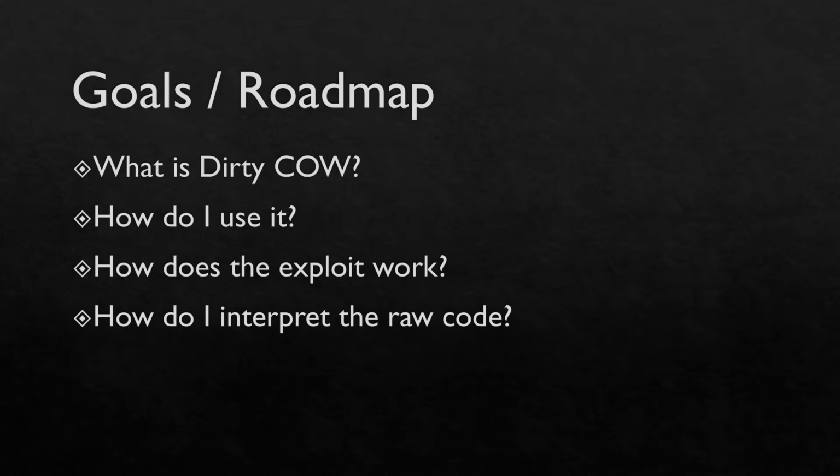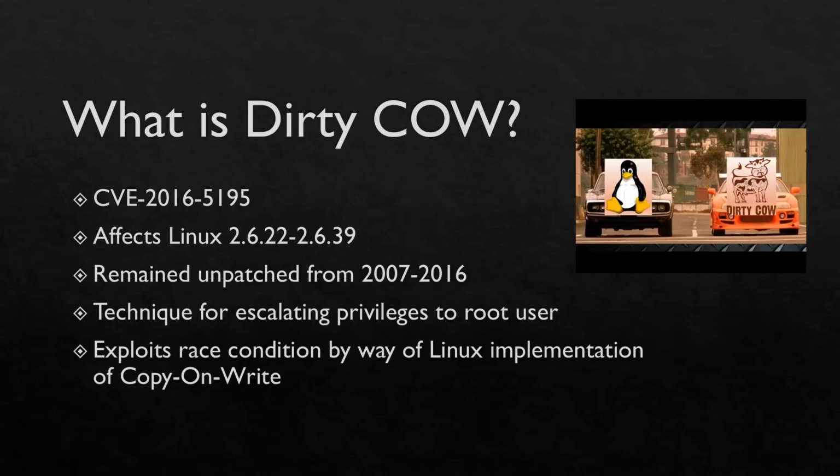Next, we're going to go into detail about race conditions, how they work, and the specific implementation of copy on write that triggers it. Afterwards, we look at the actual code of the exploit and use the knowledge that we've gathered from the demo and the explanations to interpret the code.